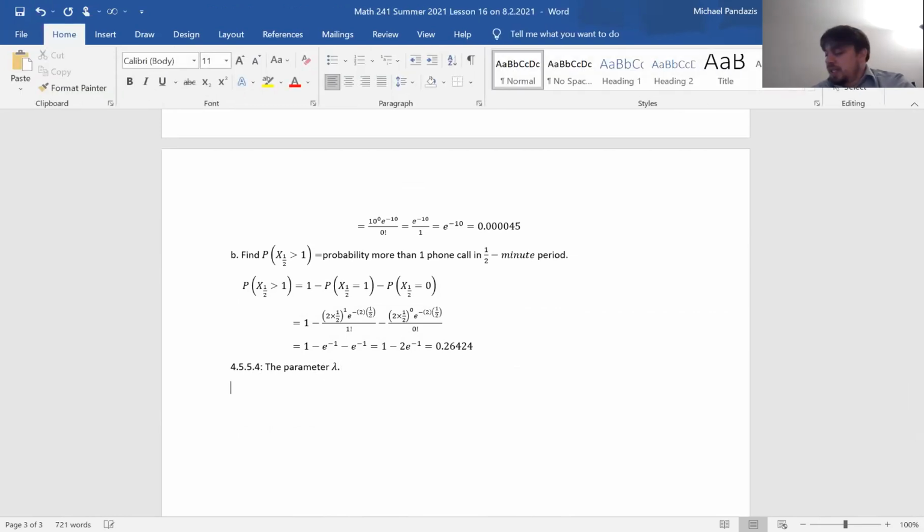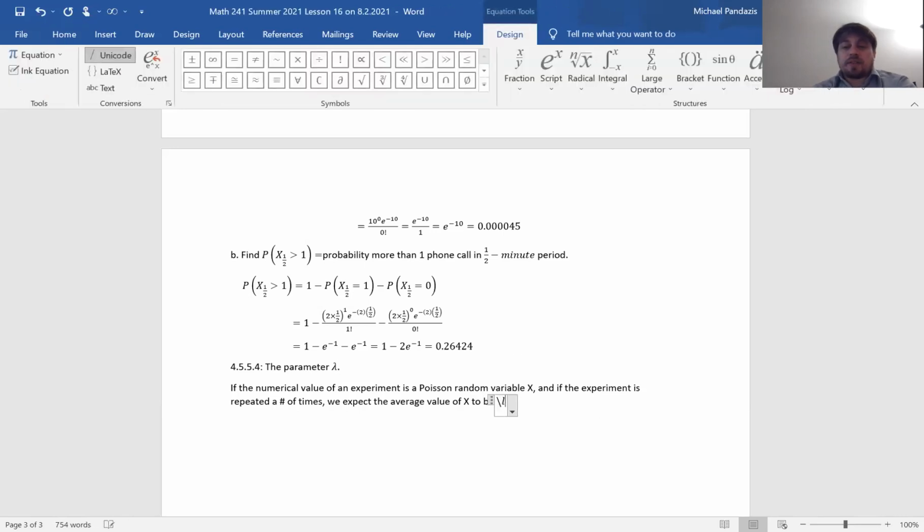Almost done with this section. So if the numerical value of an experiment is a Poisson random variable, capital X, and if the experiment is repeated a number of times, we expect the average value of capital X to be lambda.